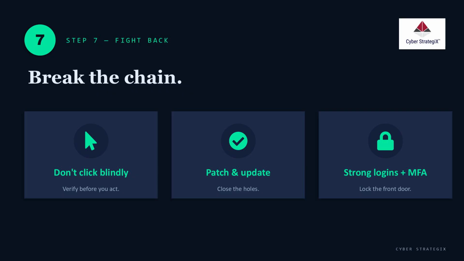So how do you break the chain? 3 moves handle most of it. Don't click blindly. Pause and verify unexpected links and requests. Patch and update, so there are no open holes to exploit. And use strong, unique passwords with multi-factor authentication, so a stolen password isn't enough. Each of these snaps a link in the attacker's chain, and a broken chain means a failed attack.